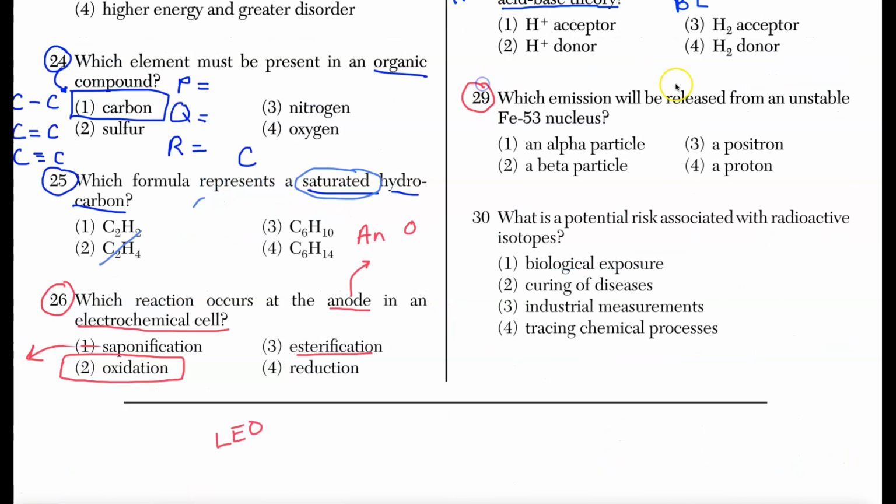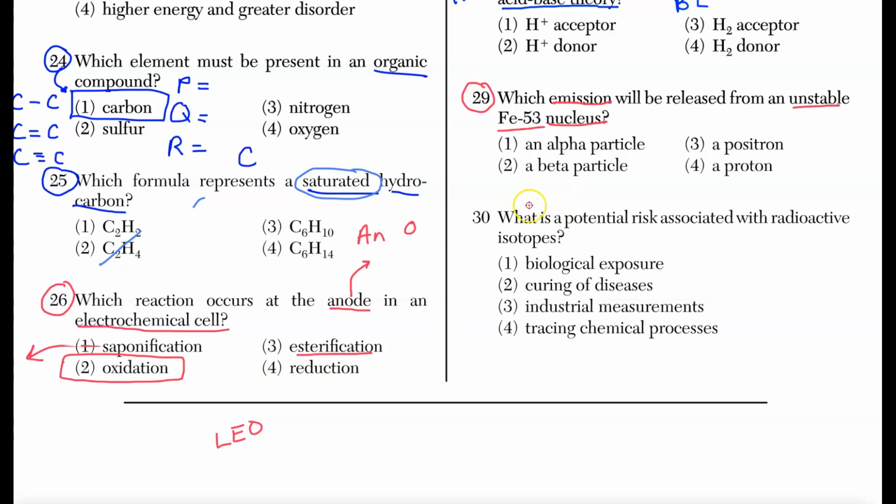Number 29, which emission? Emission means that we're giving something off as energy or a particle, released from an unstable nucleus of iron 53. So what kind of particle is given off by an unstable nucleus? Well, you should know that we're in the nuclear chemistry area of this test. The last part of the 1 through 30 is usually a nuclear area.